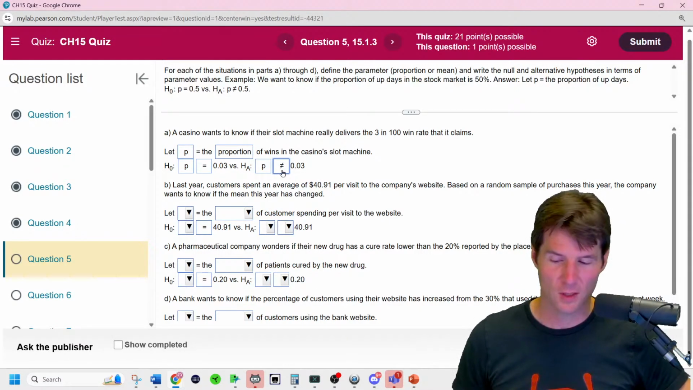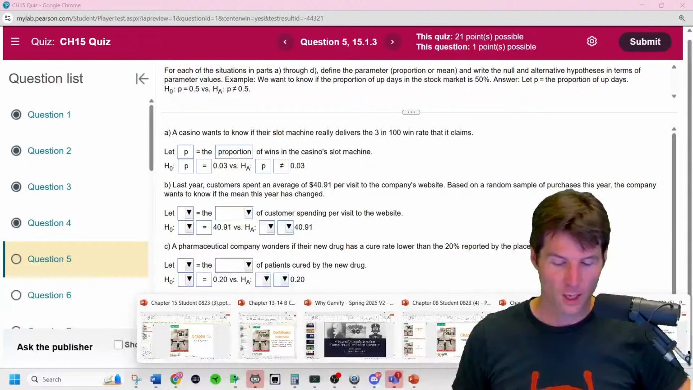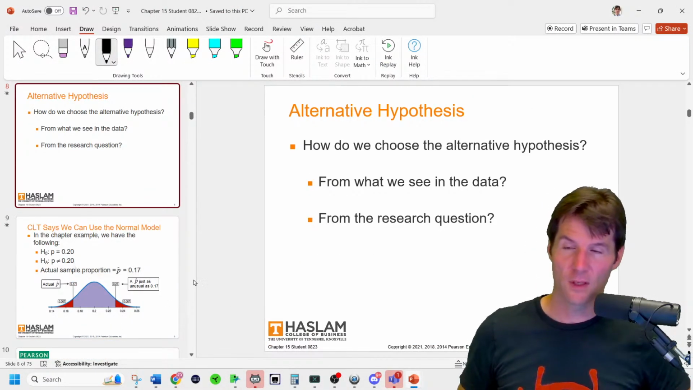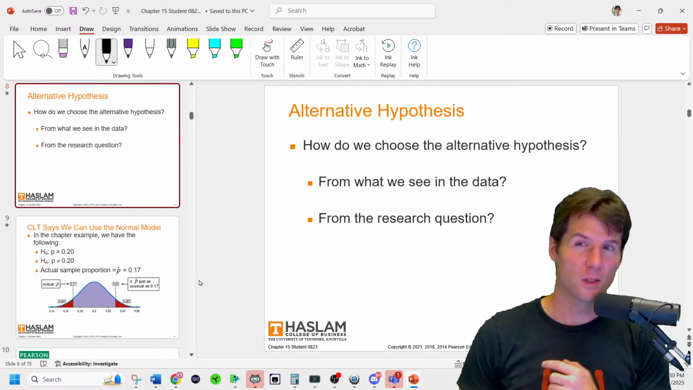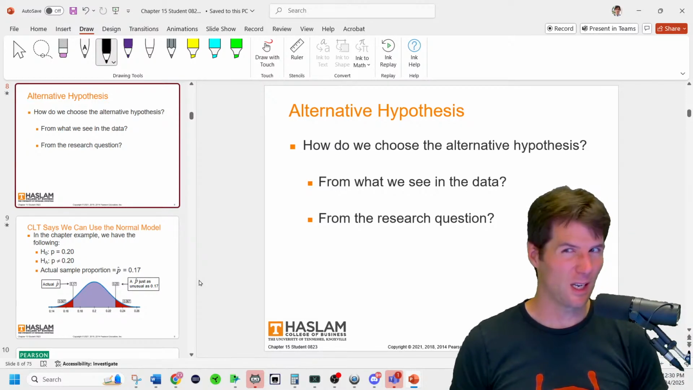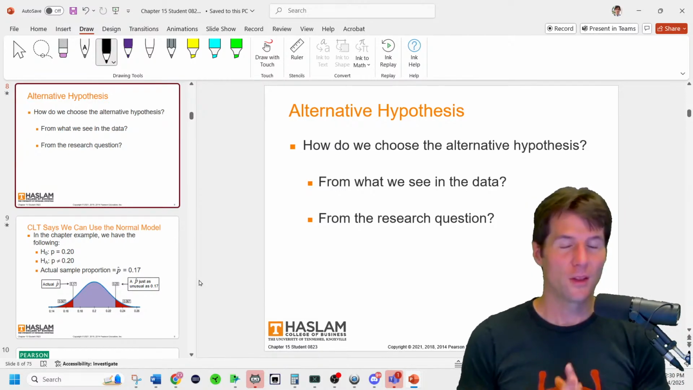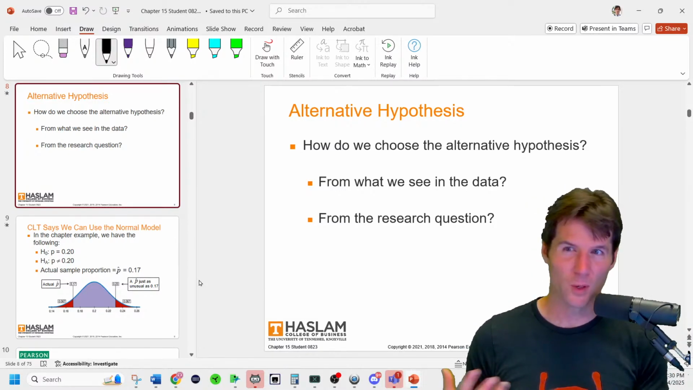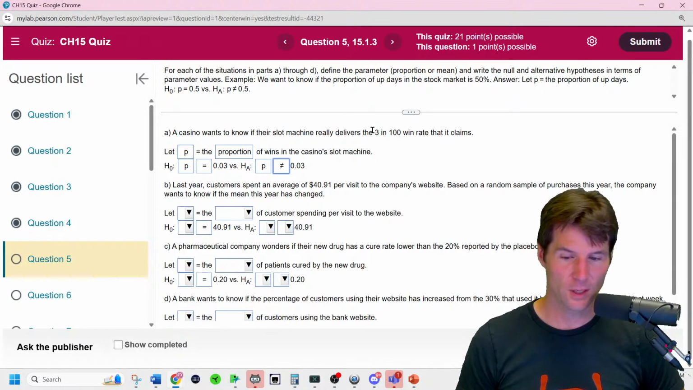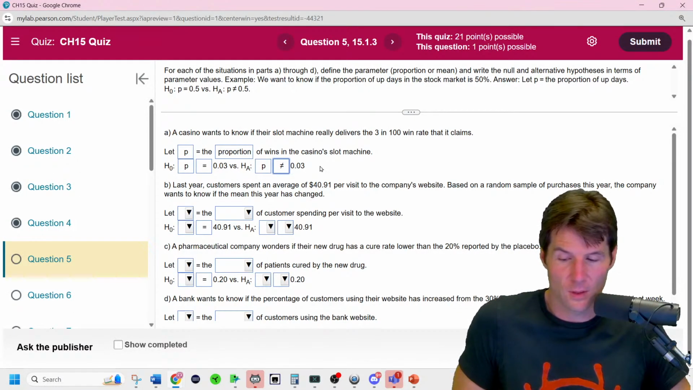How do we pick the sign of the alternative? Picking the sign of the alternative is based on the what? There's hints on the screen. The sign of the alternative will always be based on what? The data or the researcher's question? The context of the problem. What are they wondering? What are they trying to figure out? What are they trying to understand? So they want to know if it really is 3 out of 100. So it's either 3 out of 100 or it's not.